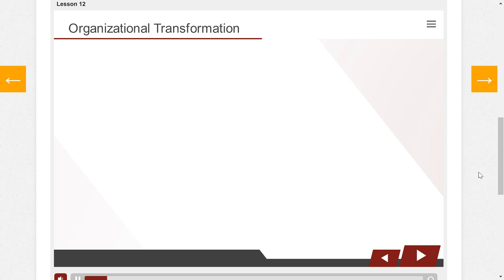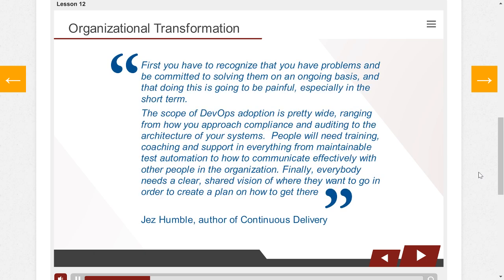Here's a quote from Jez Humble, author of Continuous Delivery. First, you have to recognize that you have problems and be committed to solving them on an ongoing basis, and that doing this is going to be painful, especially in the short term. The scope of DevOps adoption is pretty wide, ranging from how you approach compliance and auditing to the architecture of your systems. People will need training, coaching, and support in everything from maintainable test automation to how to communicate effectively with other people in the organization. Finally, everybody needs a clear, shared vision of where they want to go in order to create a plan on how to get there.